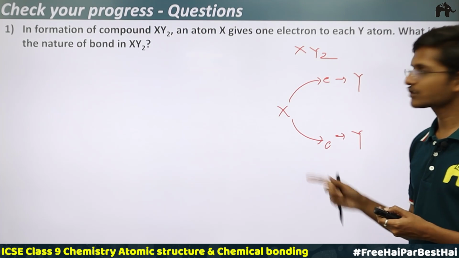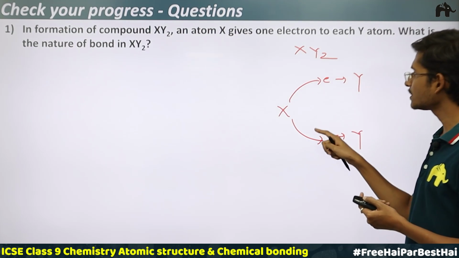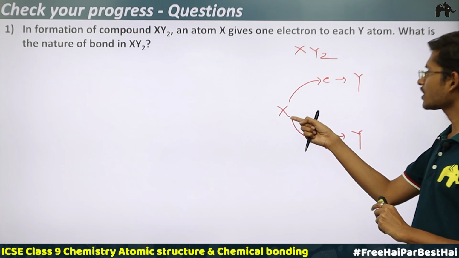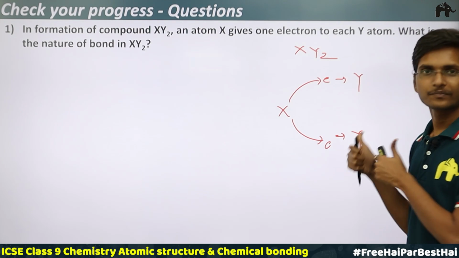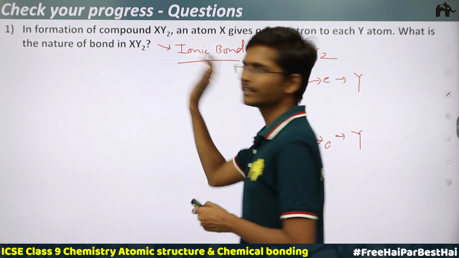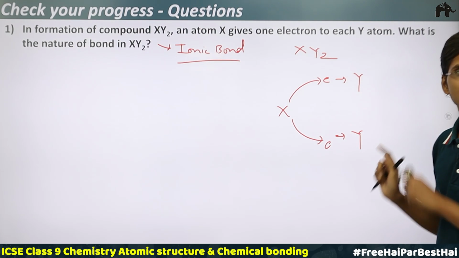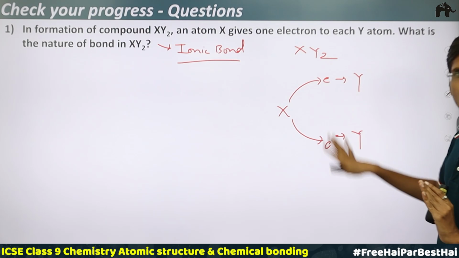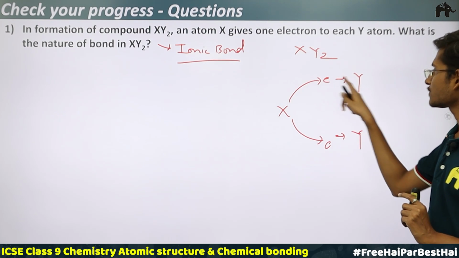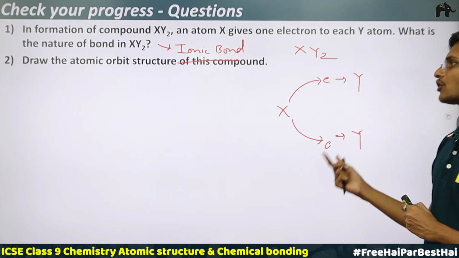So what would be the nature of bond in XY2? Ionic bond, since here the transfer of electron is taking place from one atom to another atom. Ionic bond is simply the chemical bond which is formed when there is a transfer of electrons from one atom to another atom. Clear? Very simple, very easy. Electron is being given by X to each Y atom, and we know in ionic bond the transfer of electron takes place from one atom to another atom. Next is draw the atomic orbit structure of this compound.